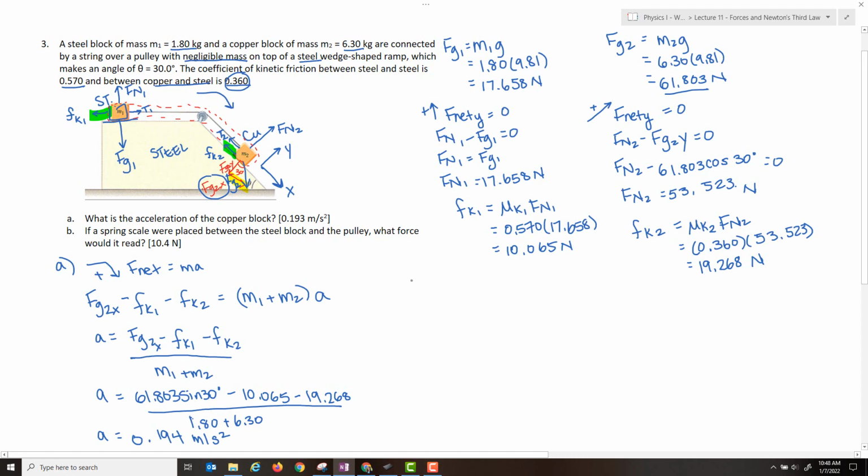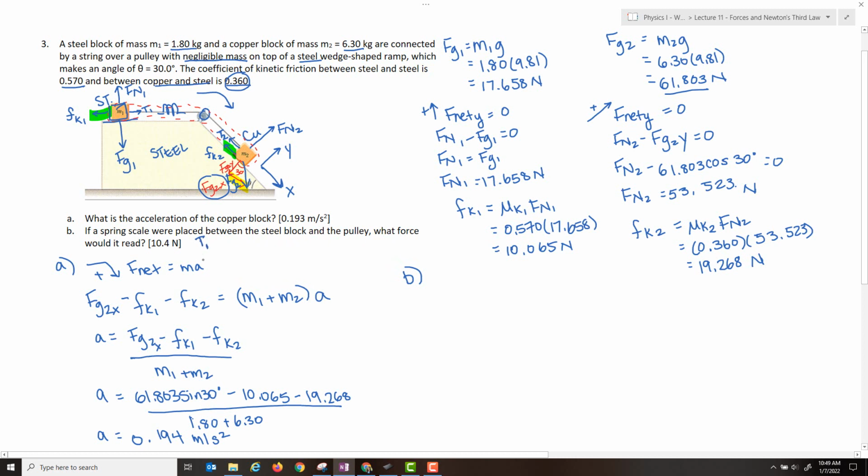Okay, part B. If a spring scale were placed between the steel block and the pulley, what force would it read? So here's the pulley, and the steel block is M1. So they're saying they're putting a spring scale right here. What force would it read? So really what the question is asking is, what is the tension in this string here? Okay, so they're just asking for the tension. It's a fancy way of saying that. What force would it read? So the question is just asking, what is the tension?